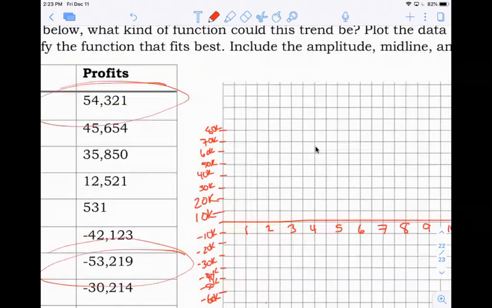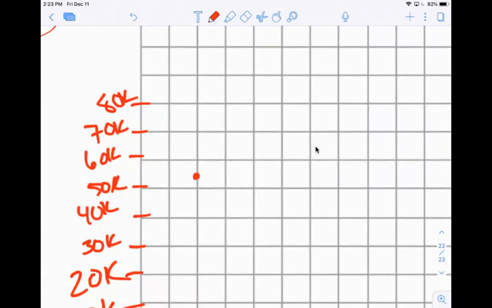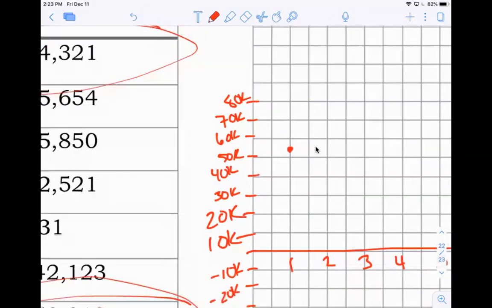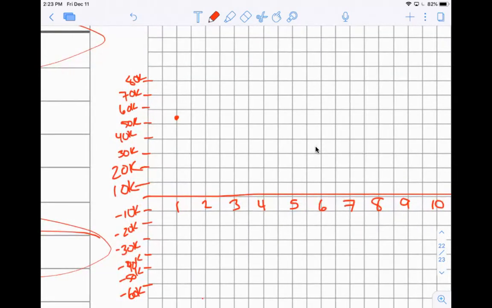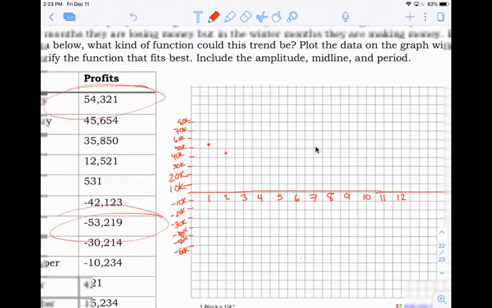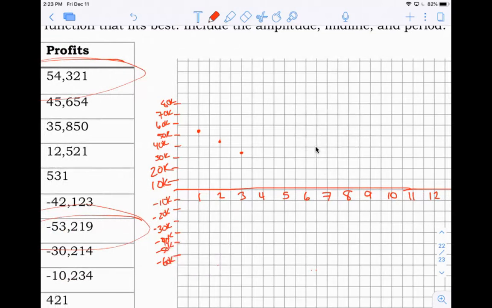So January, we hit 54. So probably like around there. Okay. You could have chosen to put January on the y-axis. That's fine. I mean, it's the beginning of the year. Second, 45-ish in February. So like there. Nope. There we are. 35 in March. So we're down another 10. And then, ooh, a little drop in April to 12.